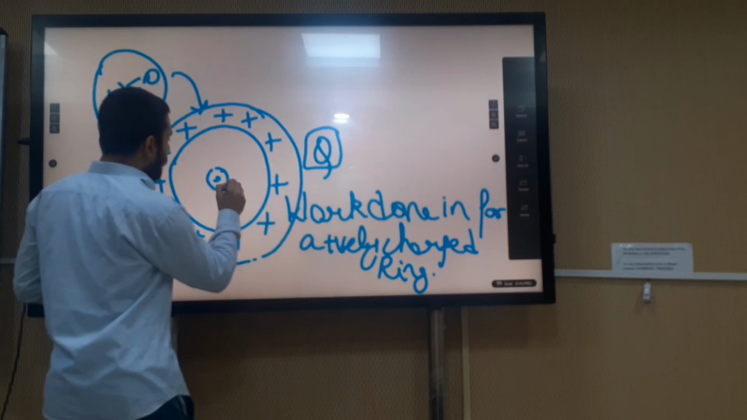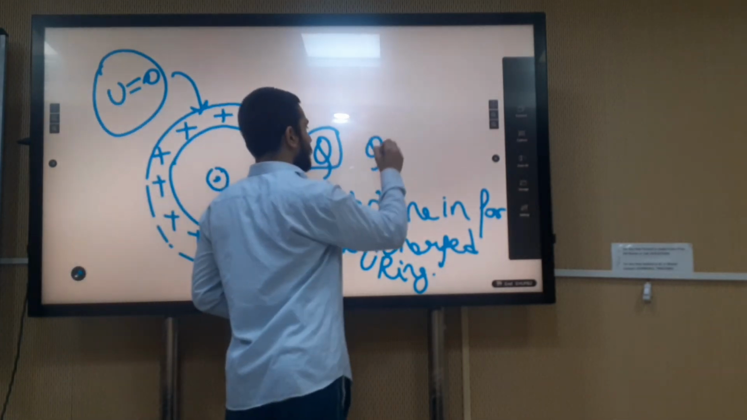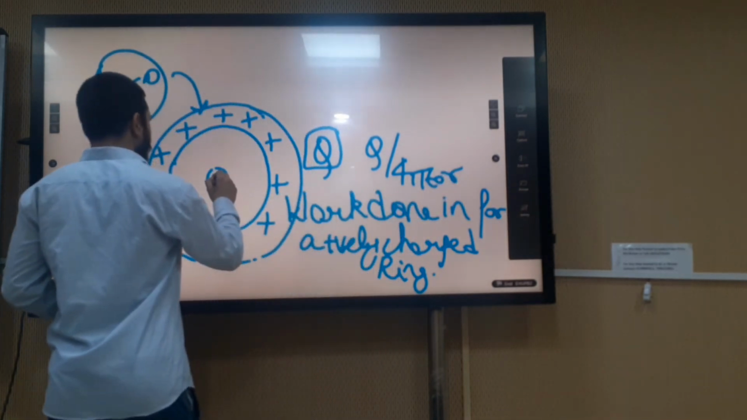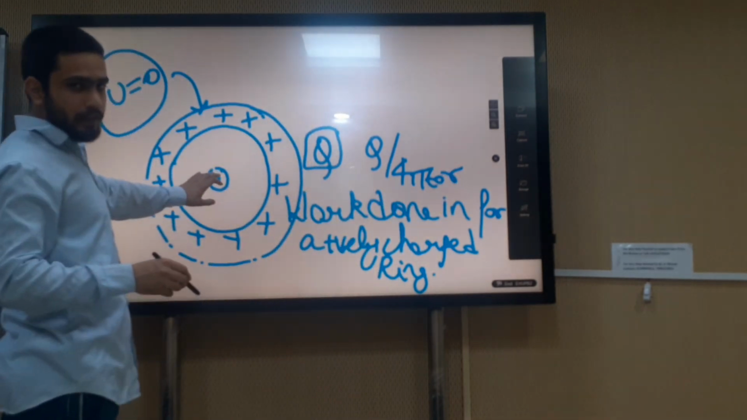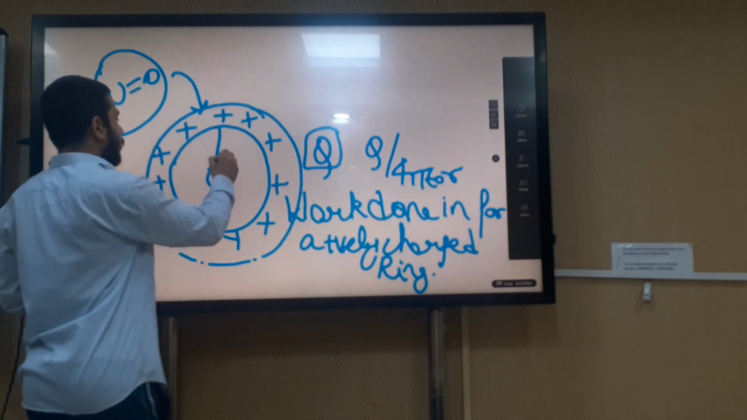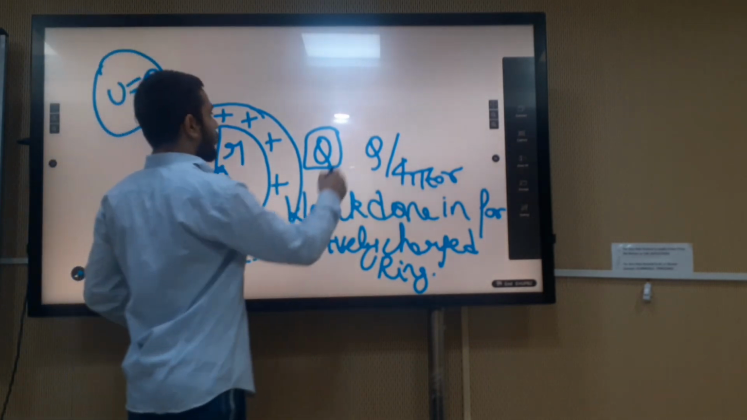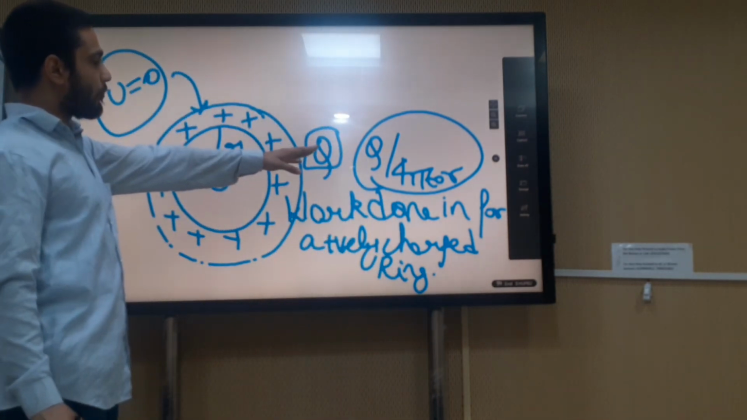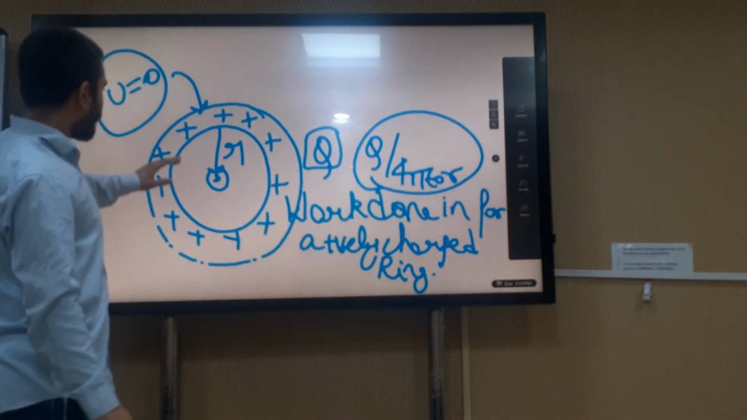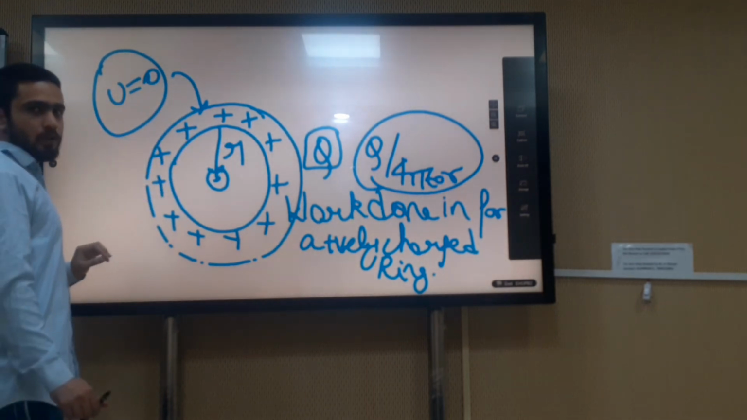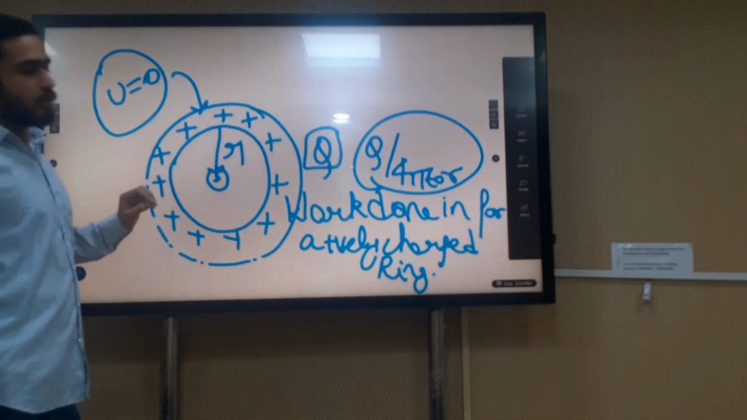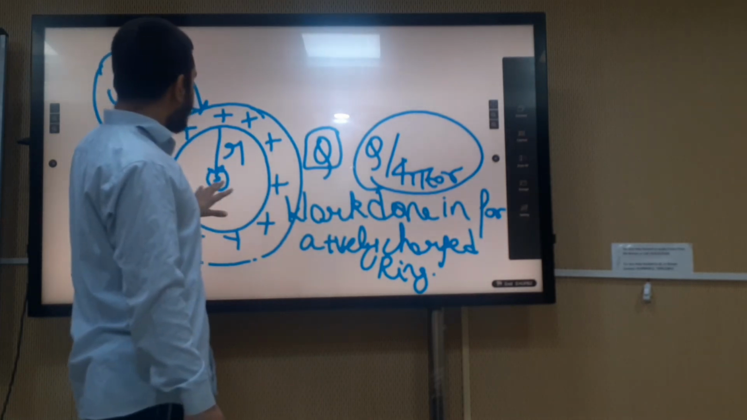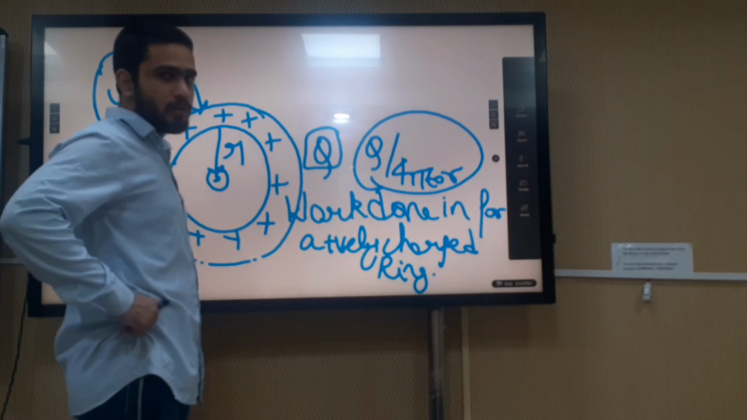Potential energy, it will be Q upon 4 pi epsilon naught R. Okay, because from the center it is at a distance of R. Okay, so the work done in forming this ring will be nothing else but equal to the change in potential energy, which will be Q upon 4 pi epsilon naught R. So the work done in forming this ring will be this one. Okay, so like this we will solve the question. So the work done in forming this ring will be equal to the change in potential energy.